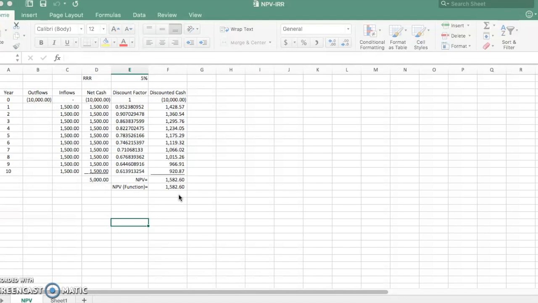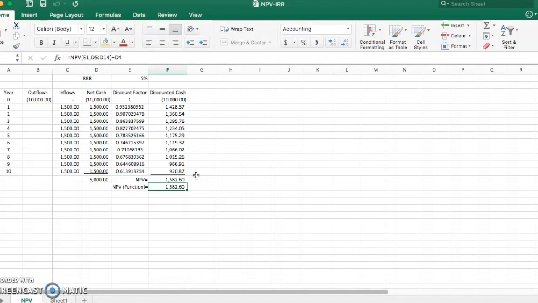This was our NPV calculation. As you can see, we have a required rate of return of 5%, and we calculated NPV two ways. We did it manually by calculating the discounted cash flows by year and summing them, and then we also used the NPV function in Excel. There's the NPV function, and a lot of times you'll see somebody at the bottom there say, hey, IRR. Okay, so there you go.